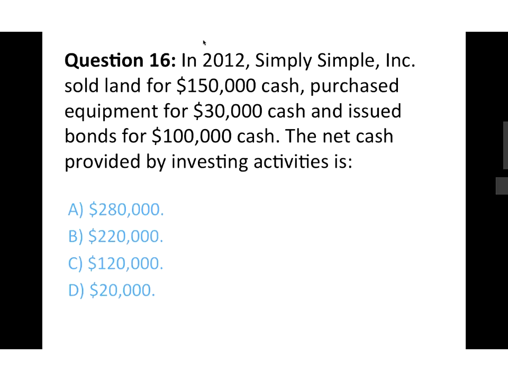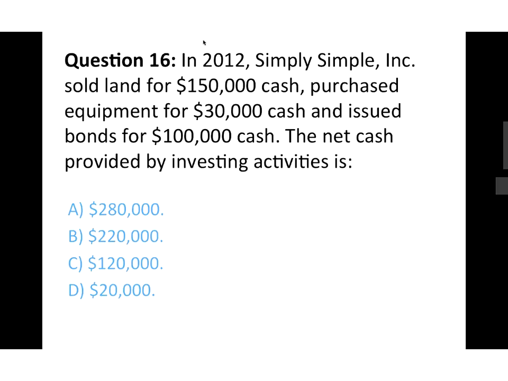Okay, most people have answered now. Just want to talk about this. So when you're considering your answer, we sold land for $150,000 cash. So you sold land for cash. So that means we have $150,000 coming in. So we have a $150,000 increase. So we'll put a plus $150,000 off to the side.